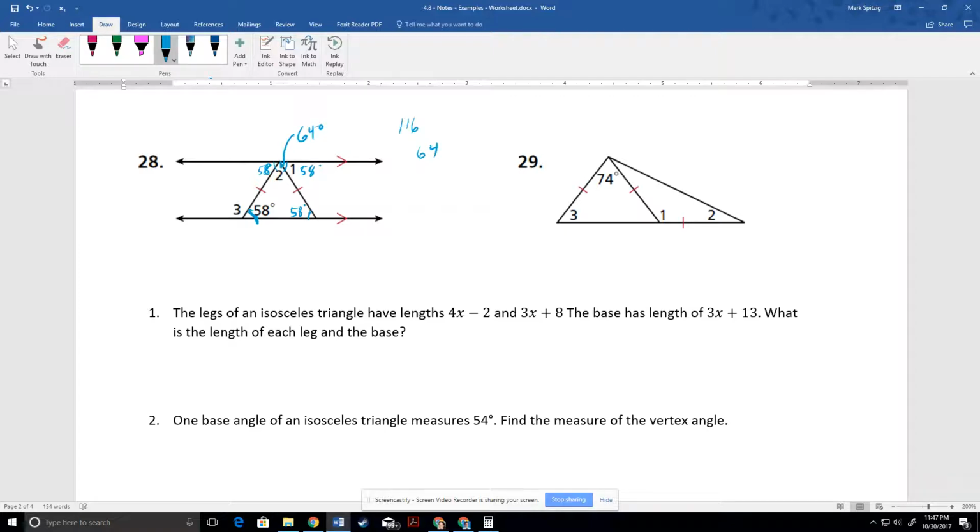Okay, and then angle 3, it's just 180 minus 58 here. So we could just say 122 for angle 3. So those are them. There's angle 1, 58.